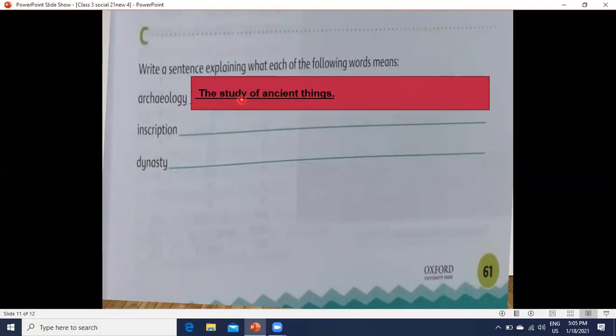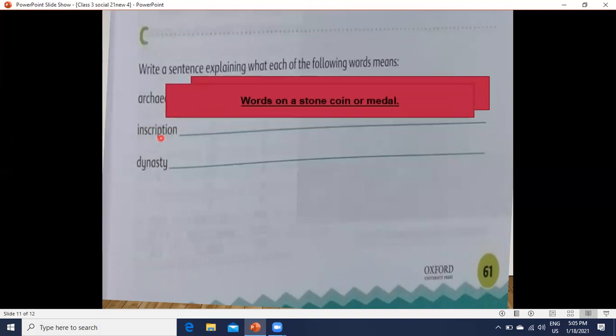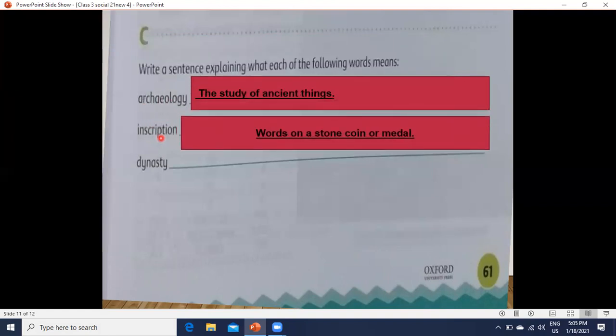And you have to write this answer also here because you have the space in the book. So archaeology means the study of ancient things. This is the answer. This is the meaning of archaeology. Next one is inscription. So the meaning of inscription is words on a stone, coin, or a metal. If the words are on stone, coins, or metal, it's called inscription.